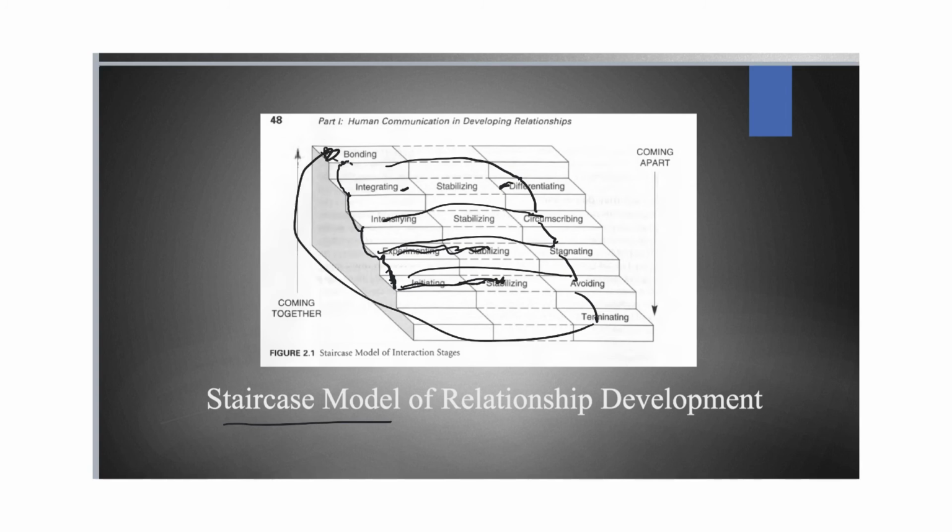So bonding is saying we're together. Terminating is saying we're not together. We're not best friends. We're not brother and sister or whatever, okay? So that's a very quick view of the staircase model. You're welcome to pause the video and rewind and watch it again if you think you need to know each stage, but just be generally aware of the idea that there's this dissolution here and development here.